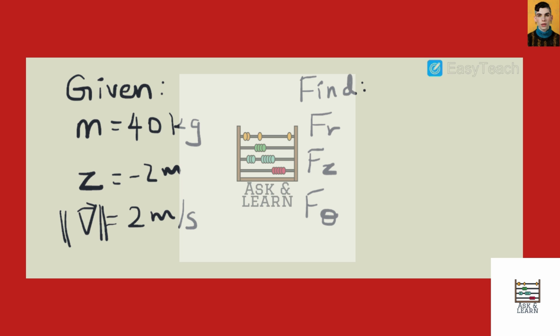Hi everyone, so what we have here is a problem that involves a boy sliding down a spiral slide, which has a spiral path, such that the delta z is negative 2 meters and his speed is 2 meters per second. We know the mass of the boy to be 40 kilograms, and what we're asked to solve for are the radial, theta, and z components of force that the slide exerts on him at this instant.